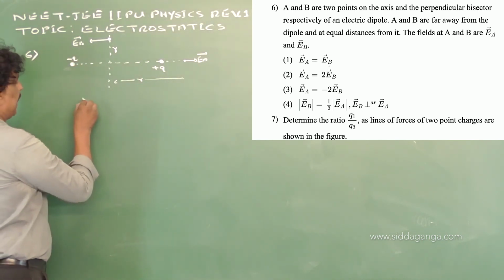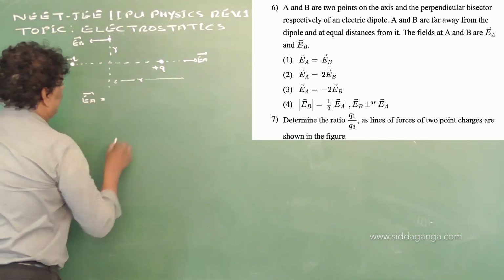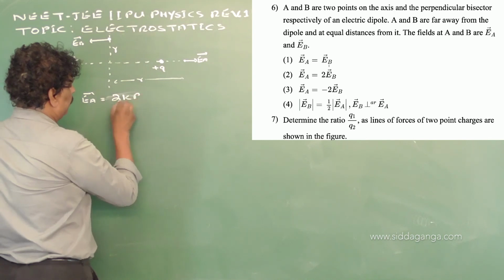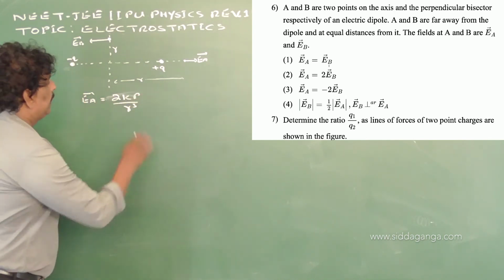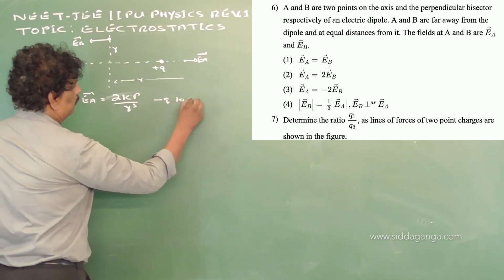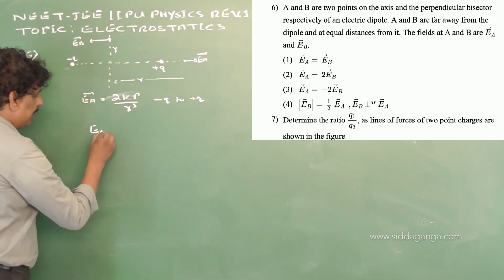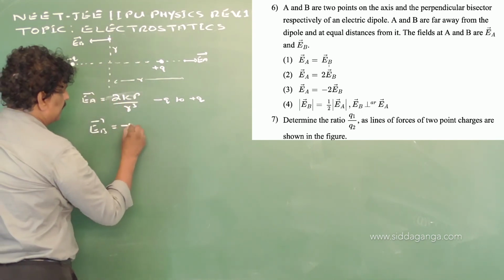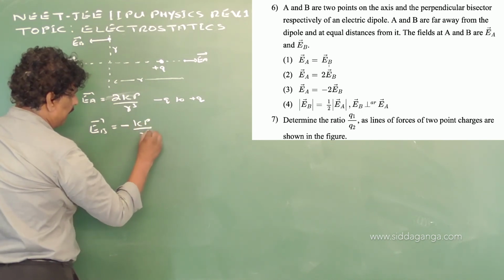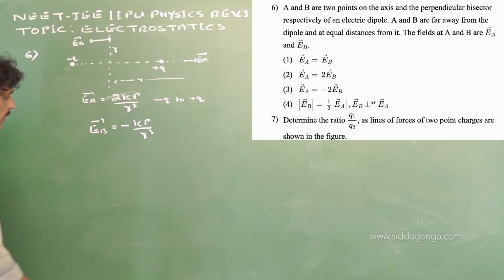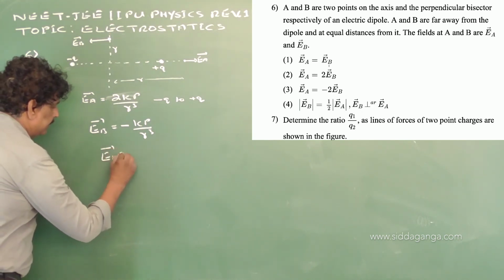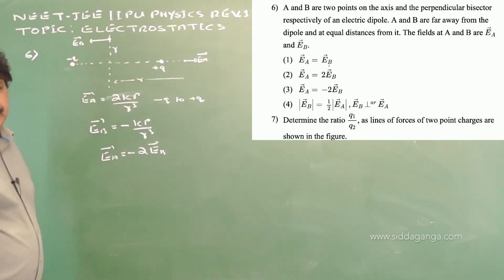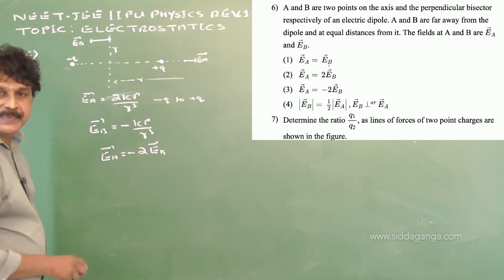Now this EA is equal to 2KP by R cube, directed from minus Q to plus Q. EB is equal to KP by R cube, but in the opposite direction, so it has a negative sign. Therefore, EA is equal to minus 2 times EB. So that option is 3.